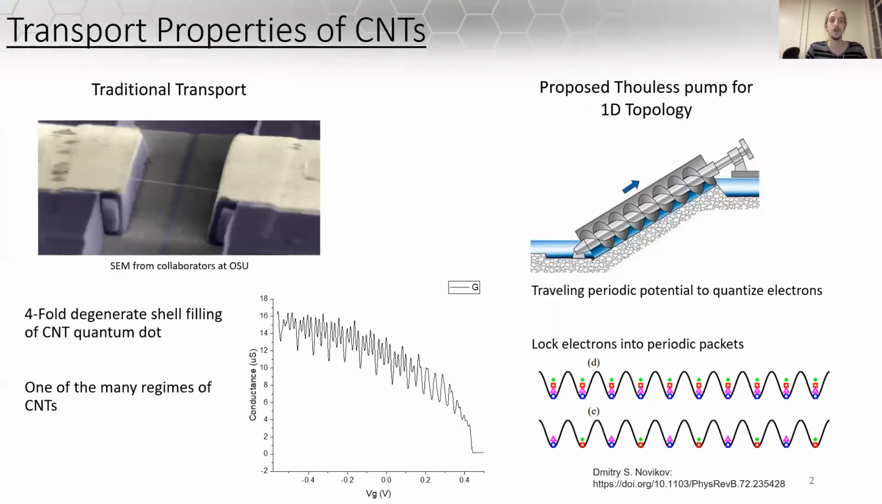Carbon nanotubes are a single sheet of carbon atoms that are rolled into a tube. And the interesting thing that happens is when you apply an electrical gate underneath, it turns into a quantum dot. On the left here, you can see an SEM image from our collaborators at Oregon State University of our system. These gold pads underneath are the gating pads that will turn the carbon nanotube into a quantum dot.